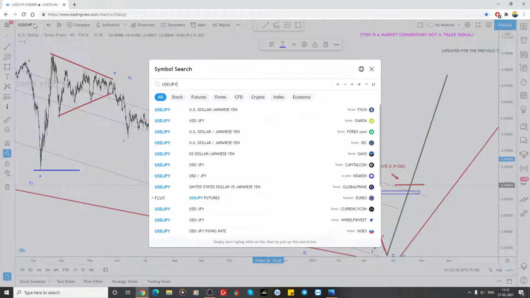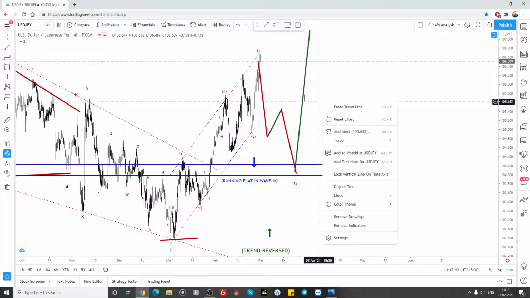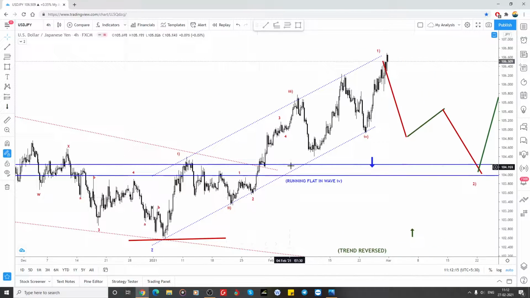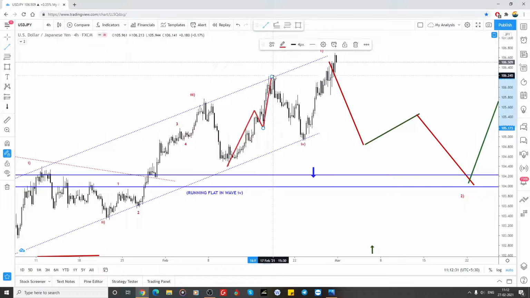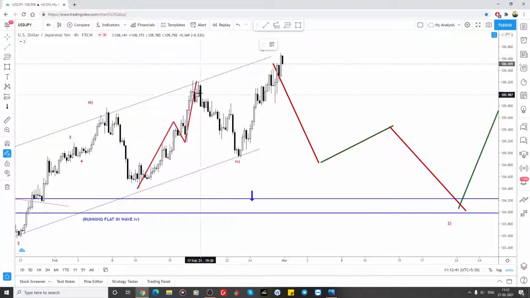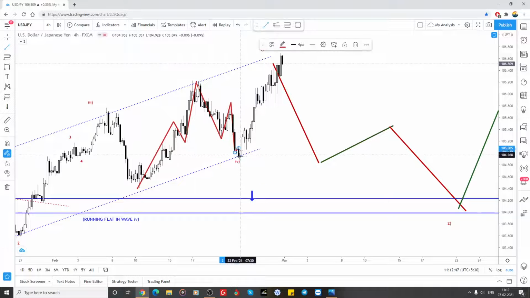So USD JPY. See USD JPY. Previously I said 1, 2, and this is a 1, and we are in that second wave. But I am not taking this as a three-wave structure. It's clearly seen as a five-wave structure. So here it's a three-wave structure, and here also it's a three-wave structure. Sorry, one second. Yeah, this is in the formation of the C wave, 1, 2, 3, 4 and 5.